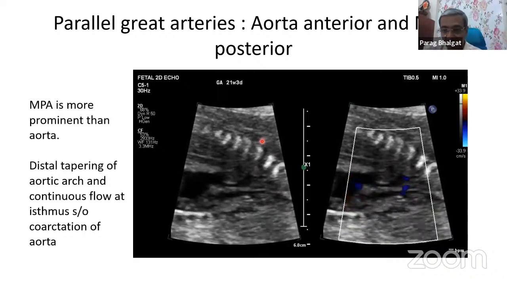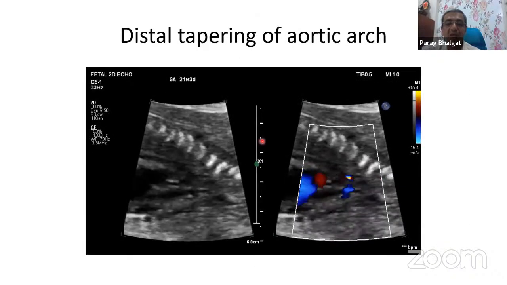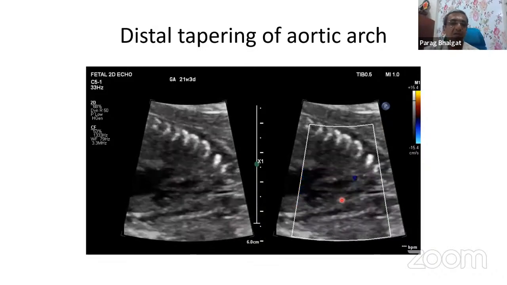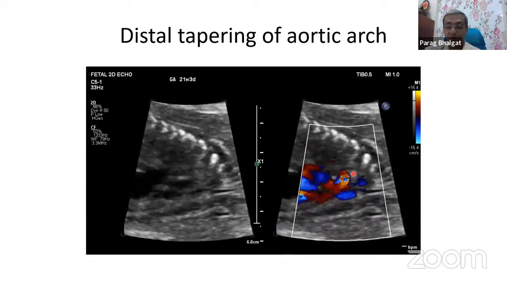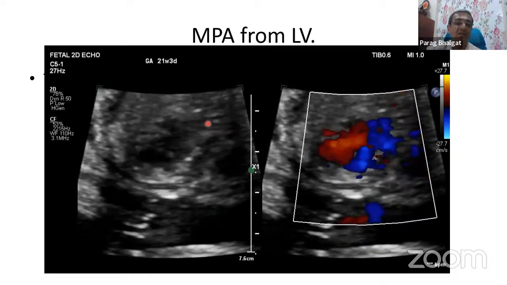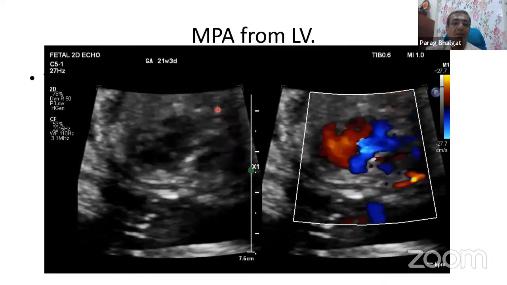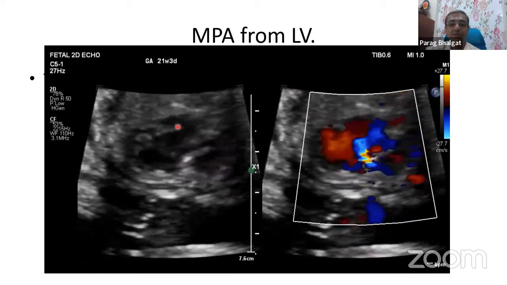But continuous flow at the coarctation site may suggest critical coarctation. Same thing: this is a big MPA and a very small, distal tapering aortic arch. So it suggests a TGA with coarctation. And this is the LV giving rise to the MPA. This is one of the branches seen, and another branch is seen. This is the outlet chamber.